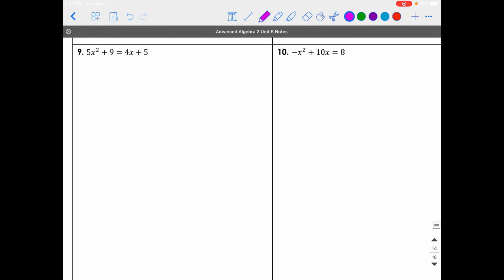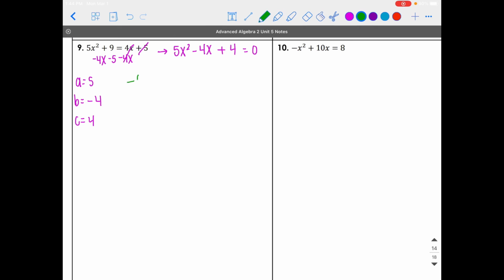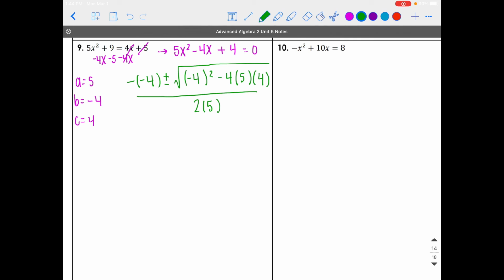All right, number 9. Let's subtract 4x. Subtract 5. That gives us 5x squared minus 4x plus 4 equals 0. All right, my a is 5, b is -4, c is 4. So in my formula, -b plus or minus the square root of b squared minus 4ac, all over 2a.